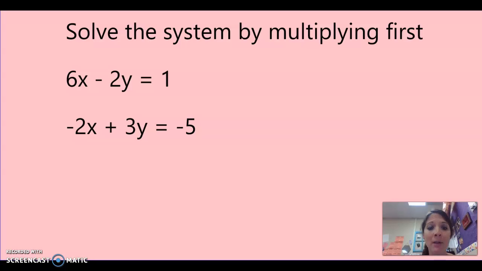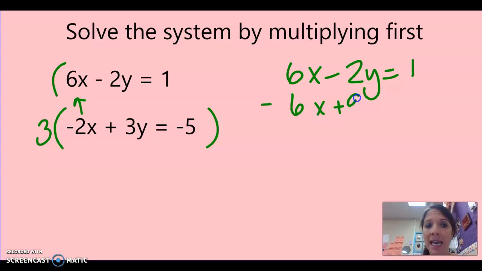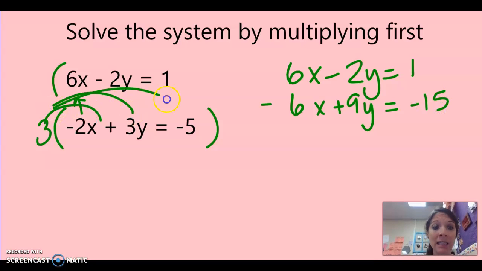So here we go. I'm going to look first and find out if there's something that's easy for me to multiply. I could take the top number times something so that the bottom cancels out. But what I really want is to get that 2 to equal a 6, so I'm going to take the bottom times 3. That means on the top I've got 6x minus 2y equals 1. And on the bottom, my new equation is going to be negative 6x plus 9y equals negative 15. You have to make sure you distribute to everything so that it's equally balanced and your equation does not change at all.